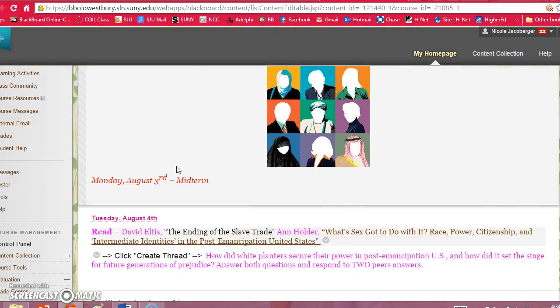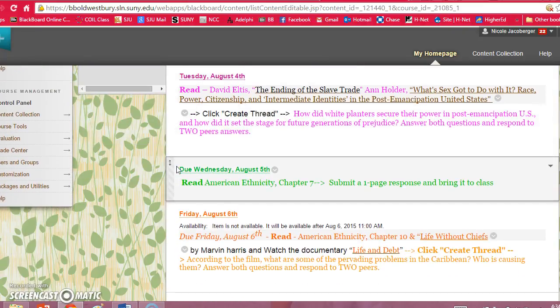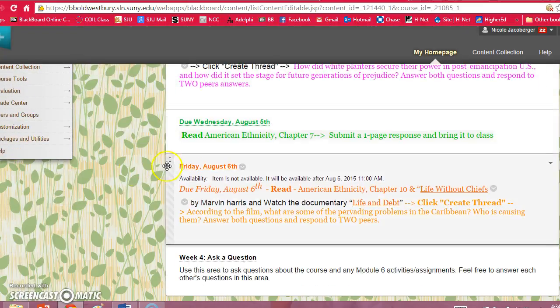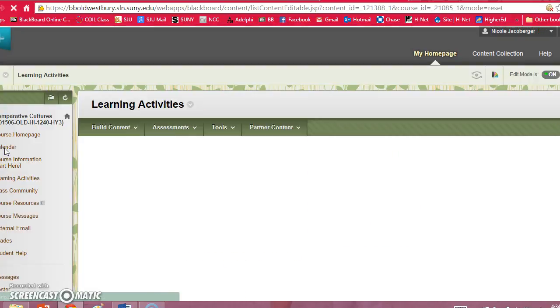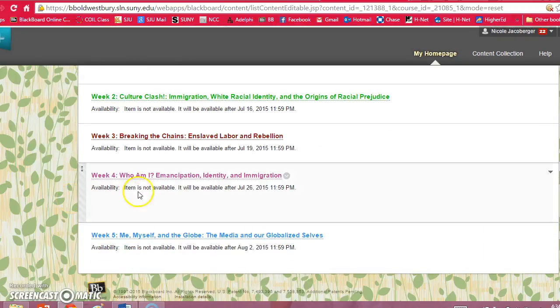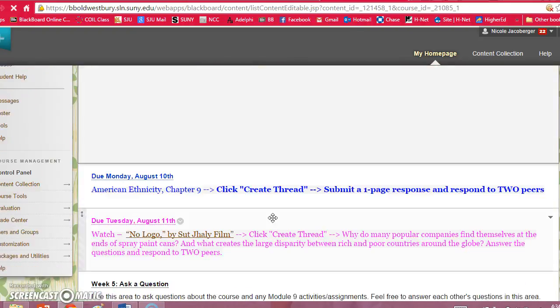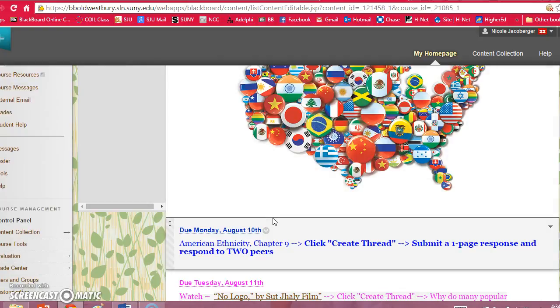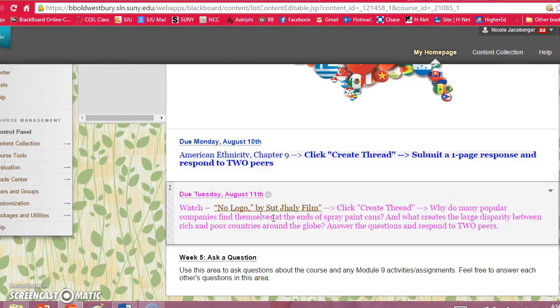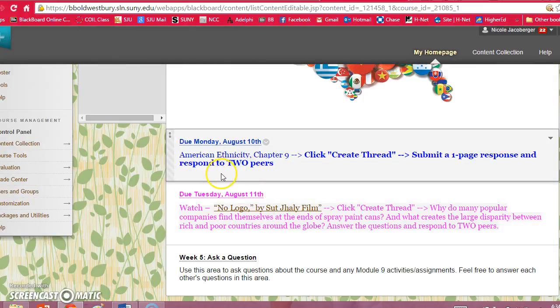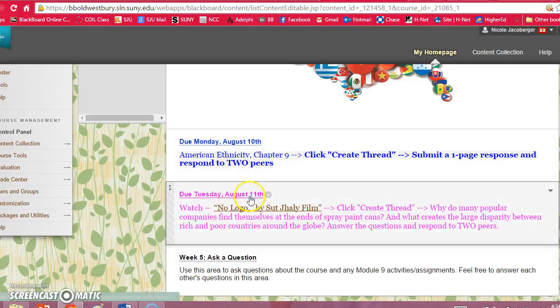For week 4, we're looking at identity. They're reading and looking at a documentary. And they also have their midterm. And week 5, we're going to wrap up. We were discussing globalization. This image really nicely looks at globalization. And once again, they're going to have a little film and a little bit of reading, and then we actually are going to have our final exam Wednesday, August 12th.